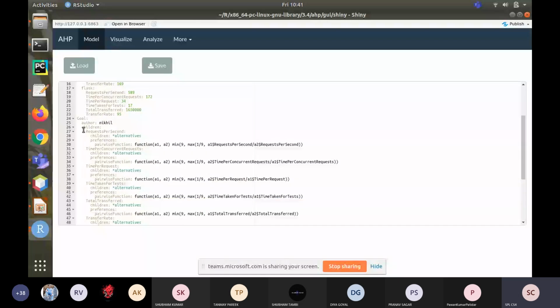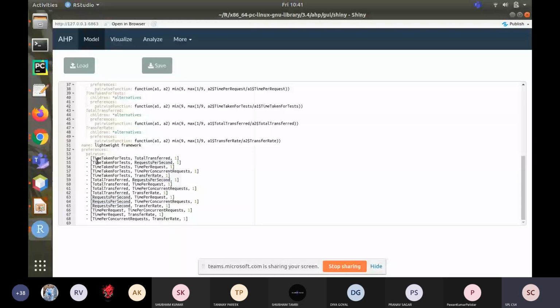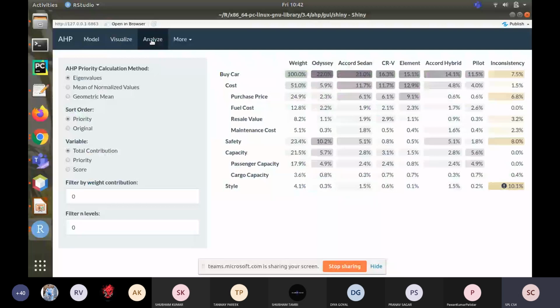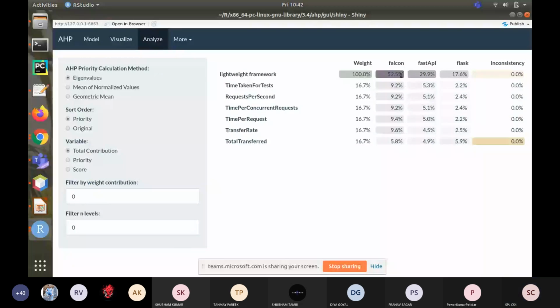And then I defined some comparison format for all these criteria to be one above the other, or pairwise comparison, like time taken for test compared to total transferred. One simply means that there's no one which is above the other, and both are at equal level. So it means time for test is equally important as total data transferred. I visualized the problem. This is what I showed you. And finally, using the mathematical formulas of AHP, one could find out that the weight of criteria that I have given is 16.7% for all of them. It means every criterion was equally important to me.